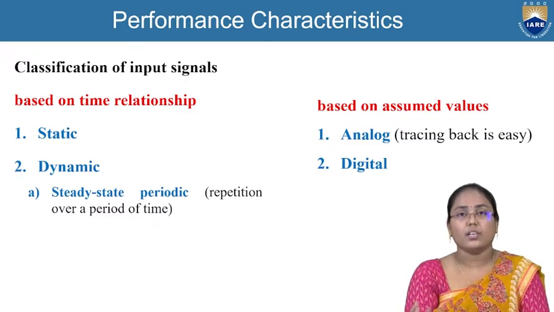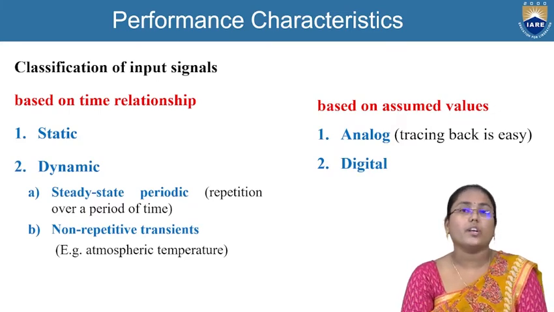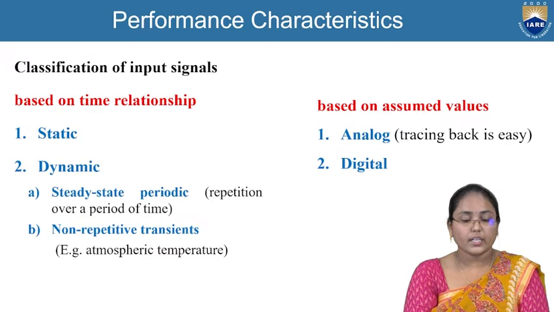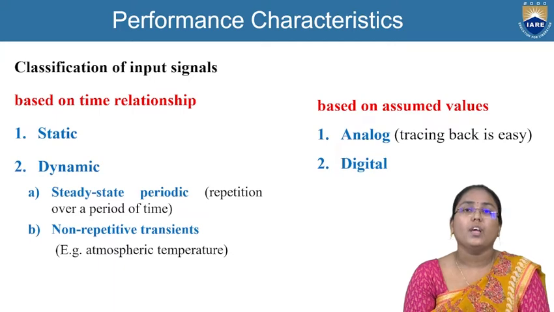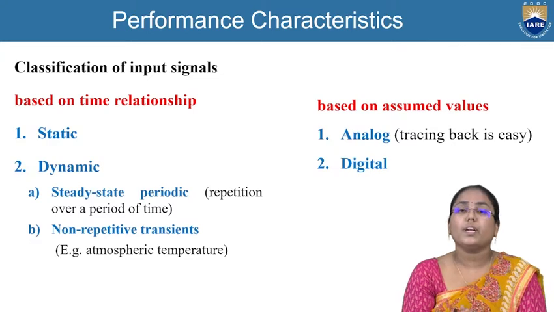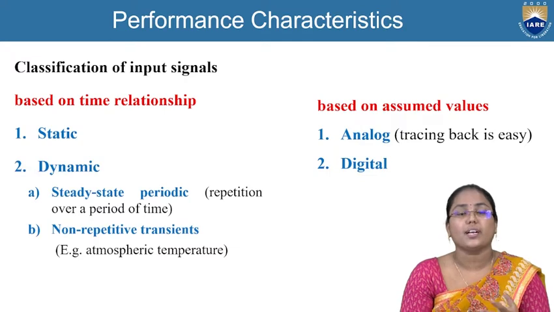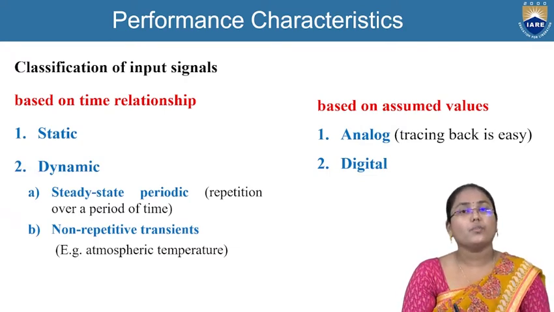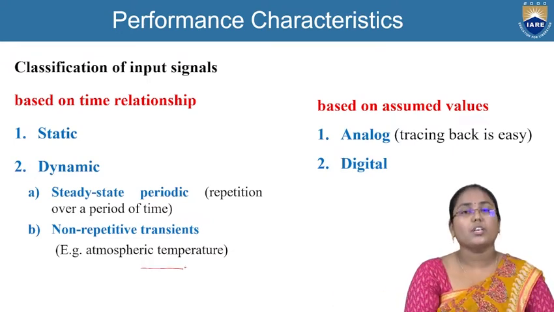Whereas in the dynamic nature of the signal, it can be steady state periodic or non-repetitive transients. In steady state periodic, there can be repetition over a period of time. For non-repetitive transients, think of the atmospheric temperature from time to time. If you take a complete day into consideration, definitely the temperature variation will be there. The temperature in the morning won't be repeated in the afternoon or any other period of time, so we can say it is a non-repetitive transient.